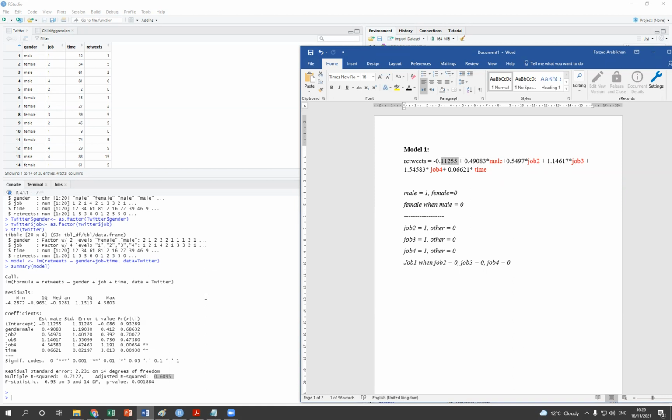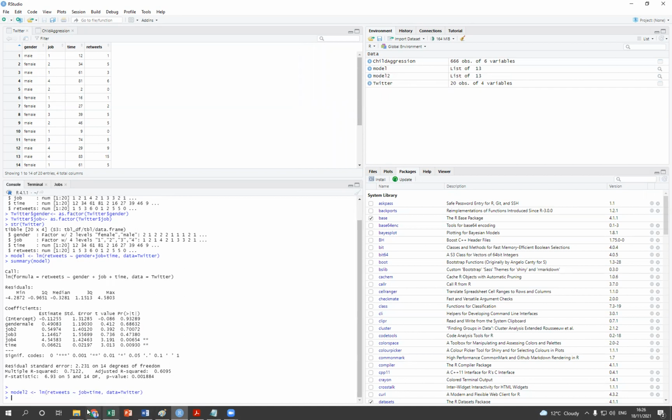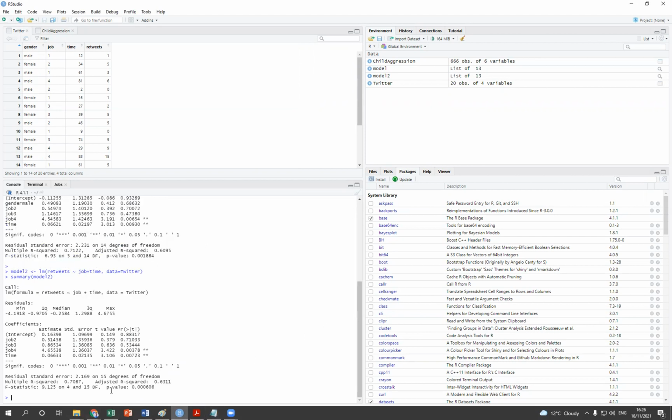So this is the model that we got. It's not a bad model, but definitely job is important, because job 4 we need to keep in the model. But gender is not that important. It's better to remove it from the model. So what I do, I create another model. I call it model 2. There you go. And here I remove the gender from that. Let's see what happens. I want to see the summary of model 2.